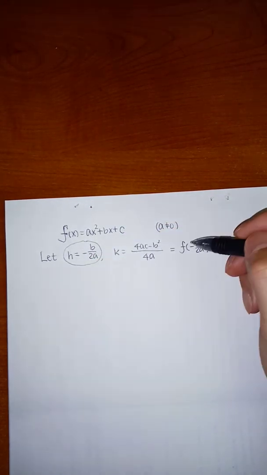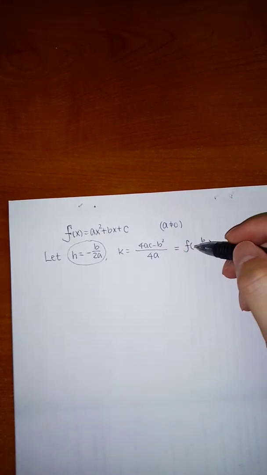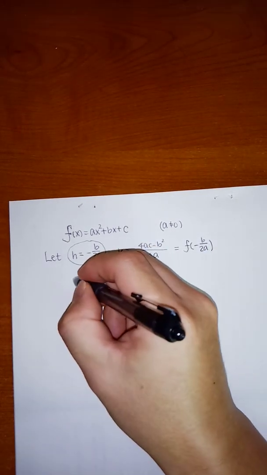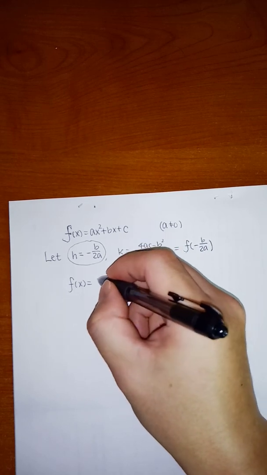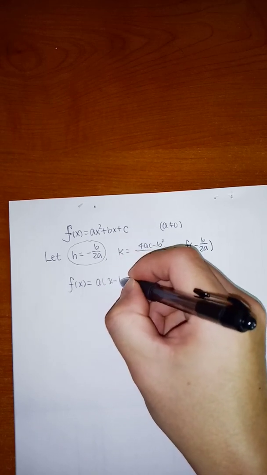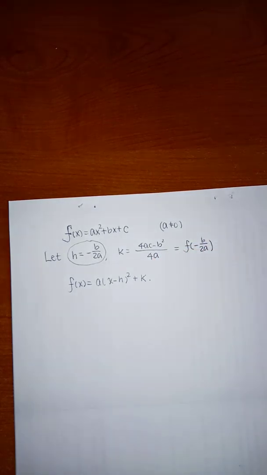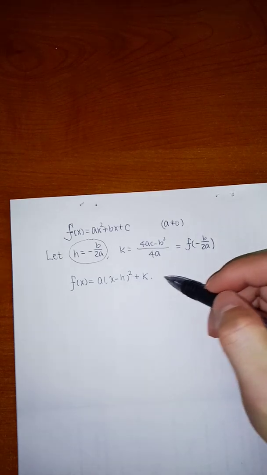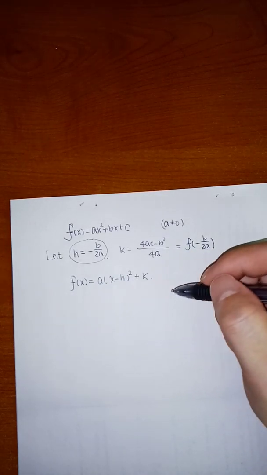The k formula, if you consider it's too complex, you can just recall it as f of negative b over 2a. Then this f(x) can also be written as a times (x minus h) quantity squared plus k. This formula comes from the process of completing the square.